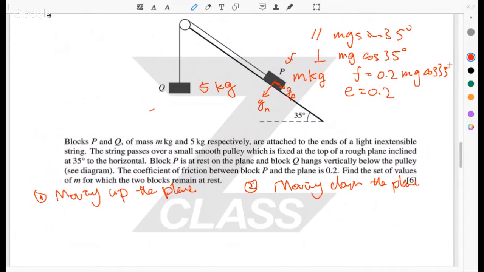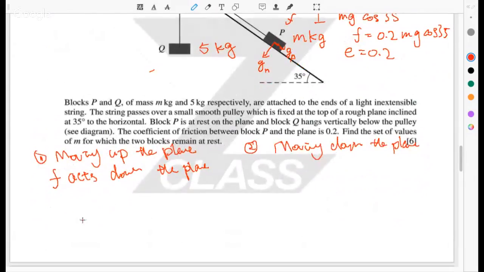Okay. So in the first case where the block Q P is about to move up the plane, friction must act to oppose the motion. So Fx down the plane, and let's equate all the forces together.